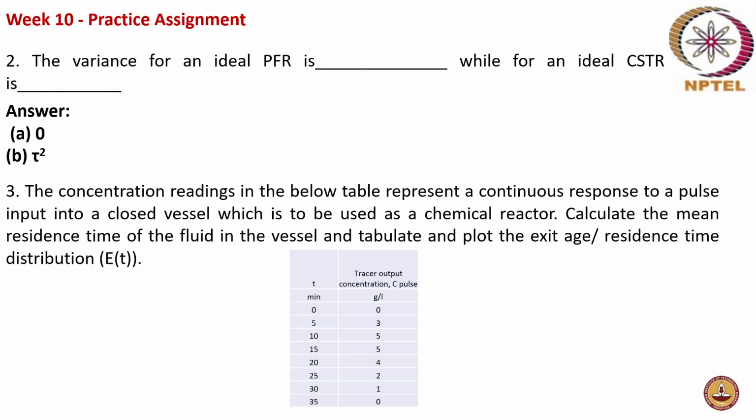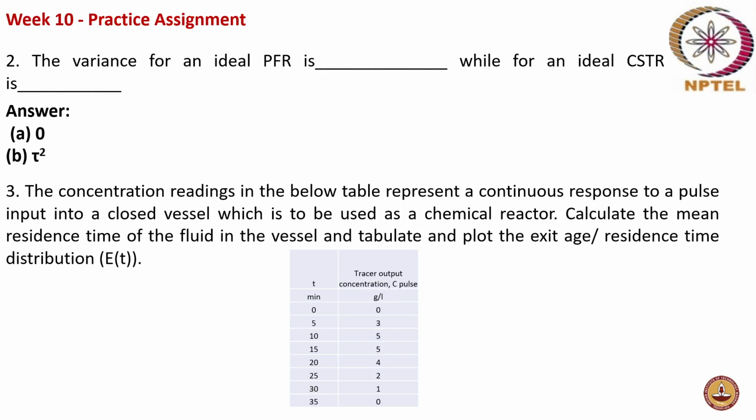They have given some data with time in minutes and the tracer output concentration for a pulse input. Time is given in minutes and the tracer output concentration is given in gram per liter. So we have time as 0, 5, 10, 15, 20, 25, 30, 35. Up to 35 minutes the data is given for every 5 minutes. The input tracer is a pulse tracer being given to the reactor, and the output concentration of that tracer is given for the given set of times.